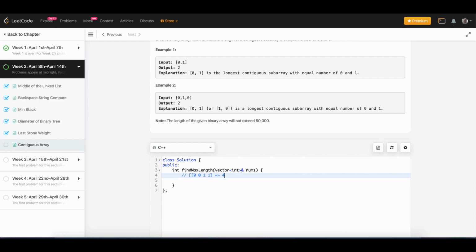Now let's think about the solution. It may start from something like 0 0 0, so instead of length 4, if the array is like this, the answer will be length 6 because we have to take this one. Okay, all right.